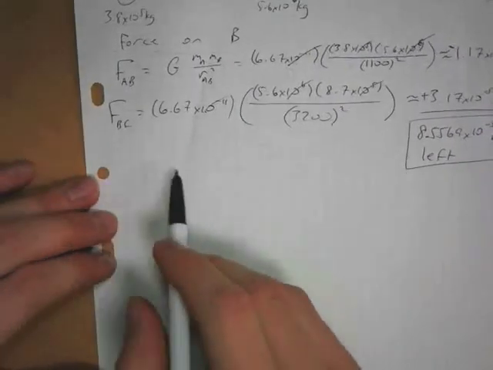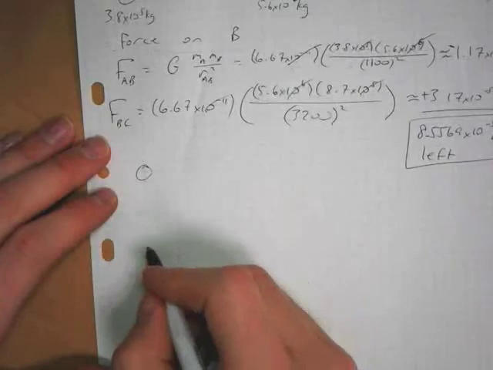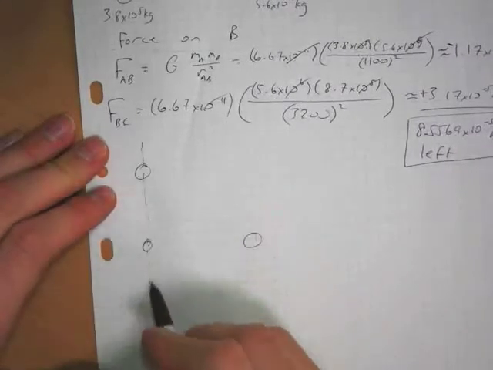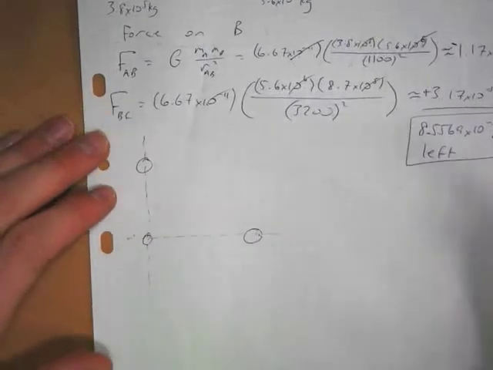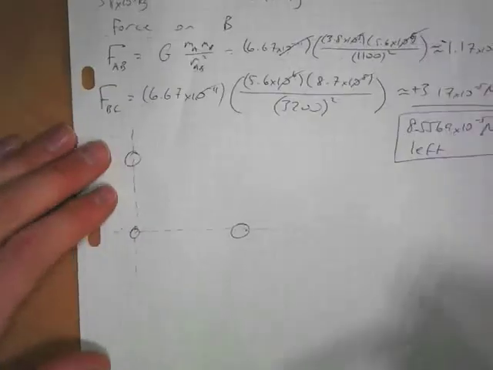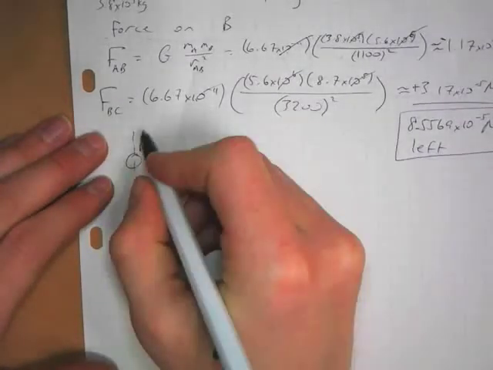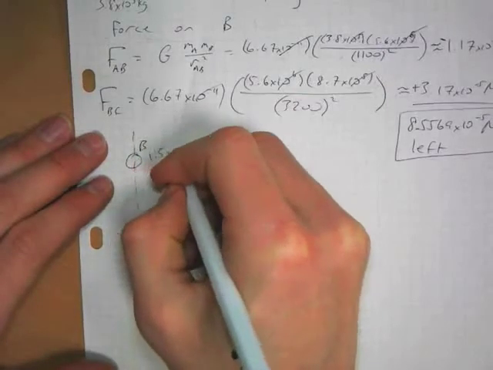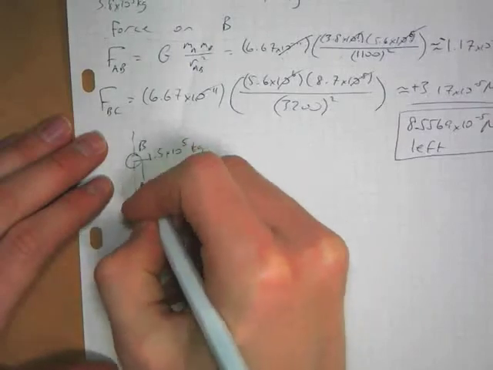We can also do this in 3 dimensions. So you had a mass here, mass here, mass here. If they're situated like this, then we have to start dealing with vectors. So let's call this mass A, B, C. Say mass of B is 1.5 times 10 to the 5th kilograms. These are 500 meters apart.